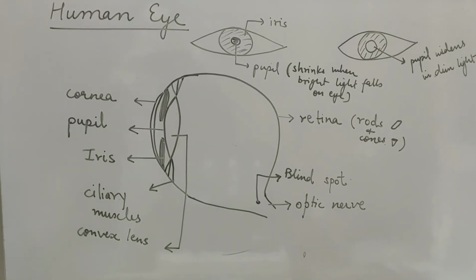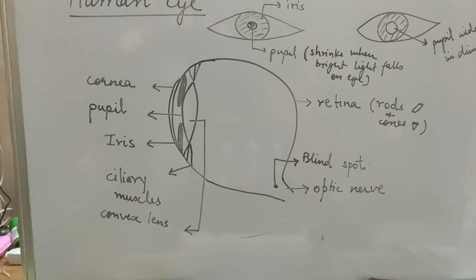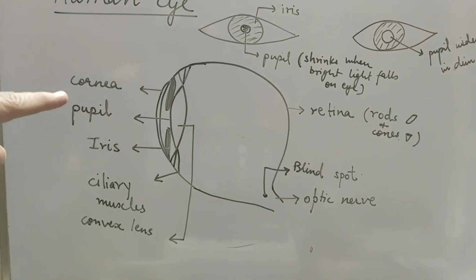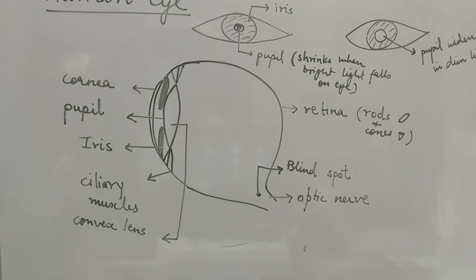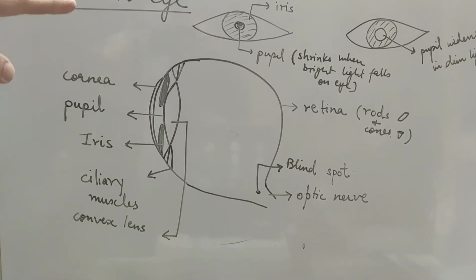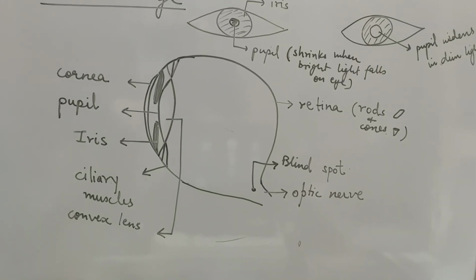This is the structure of the eye. The front layer of the eye, from where light enters, is known as the cornea. Maximum bending of light takes place here. Then comes the iris. It's a dark muscular diaphragm that gives color to the eye.